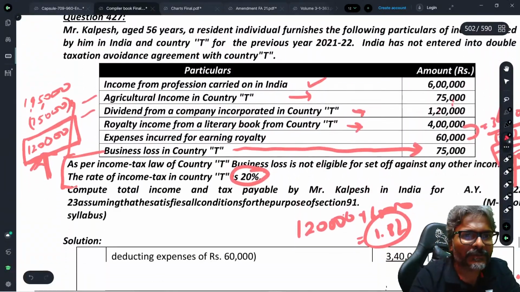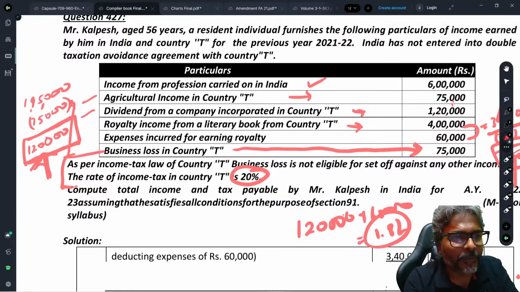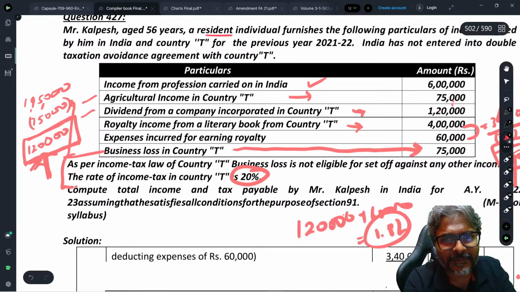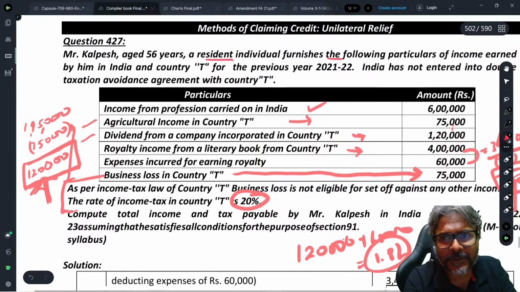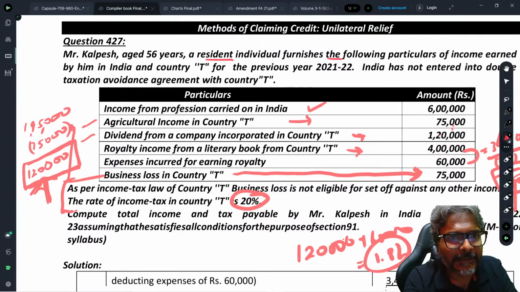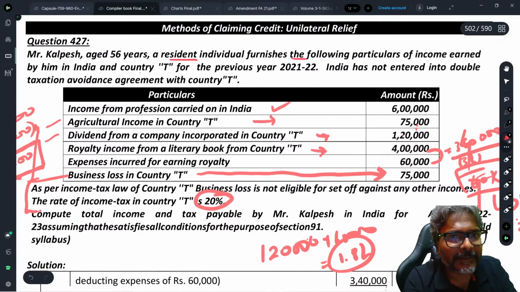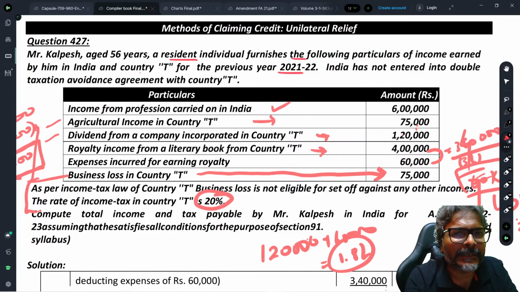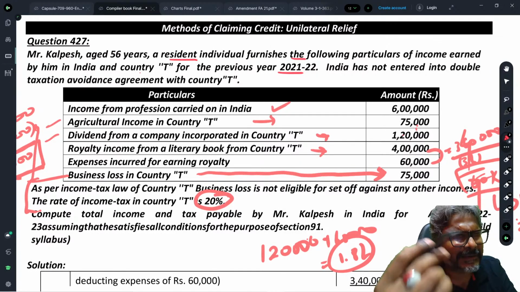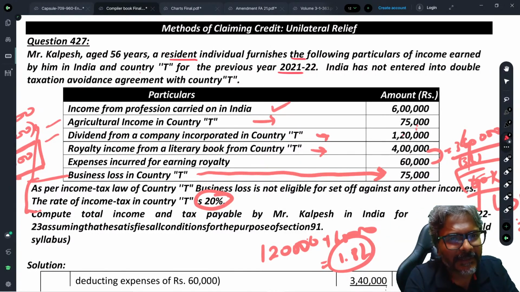So here is a case of Mr. Kalpesh, who is of age 56 years, a resident individual. He furnishes the following particulars of income earned by him in India and country T for the previous year 21-22. India has not entered into a DTAA agreement with country T. Doesn't matter. Read further. Income from profession carried on in India, 6 lakhs. Agricultural income in country T, taxable. This is also going to be taxed in India.